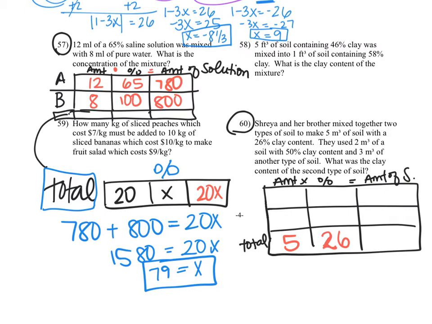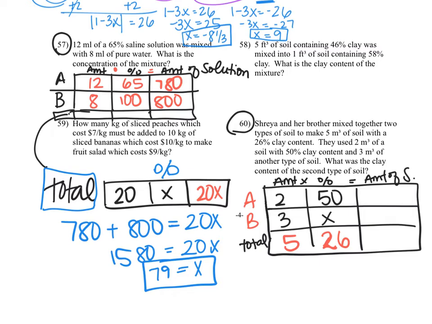It says they used 2 meters cubed of one soil with 50%. And then it says 3 meters cubed of another type of soil. But we don't know what the percent of clay content was in there, so I'm going to put X.